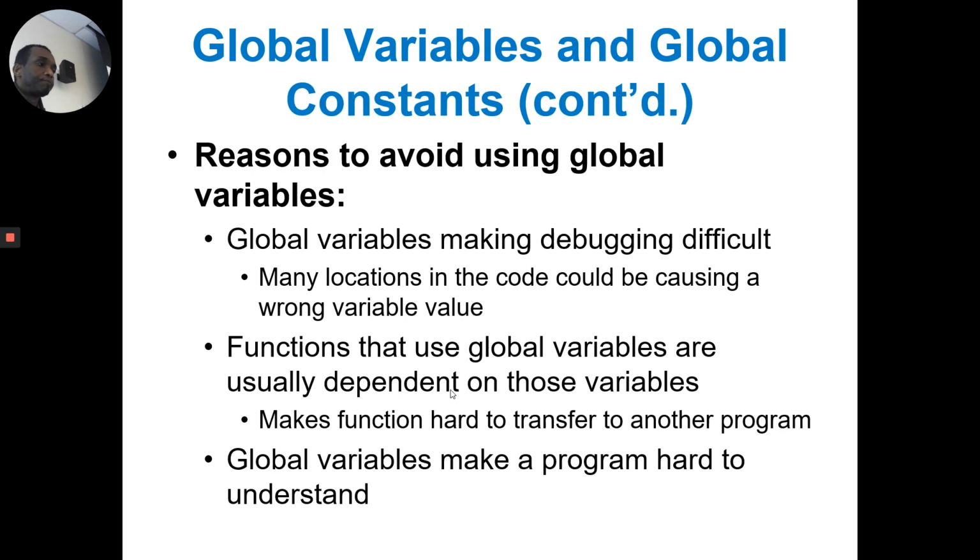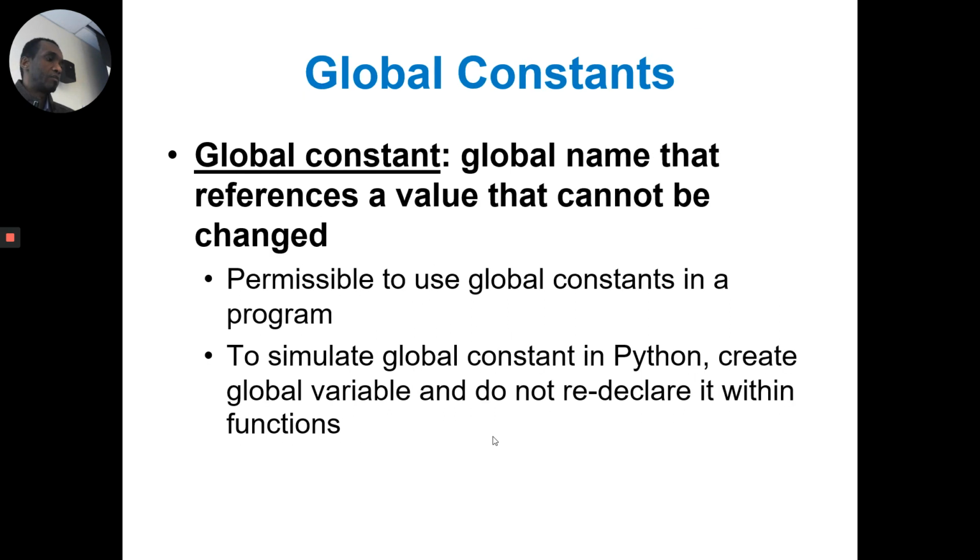Reasons to avoid global variables: global variables make debugging difficult. Many locations in the code could be causing a wrong variable value. Functions that use global variables are usually dependent on those variables, which makes a function hard to transfer to another program. They make programs harder to understand, but there are cases where you need to use them. However, global constants, a global name that references a value that cannot be changed, like in the case of the tax rate, are permissible to use in a program. To simulate a global constant, Python creates a global variable and does not redeclare it within the function.